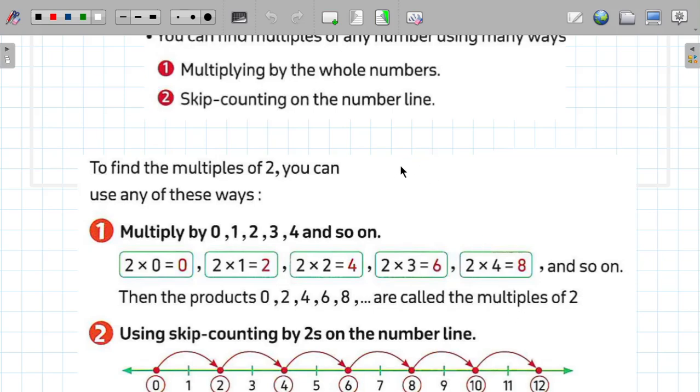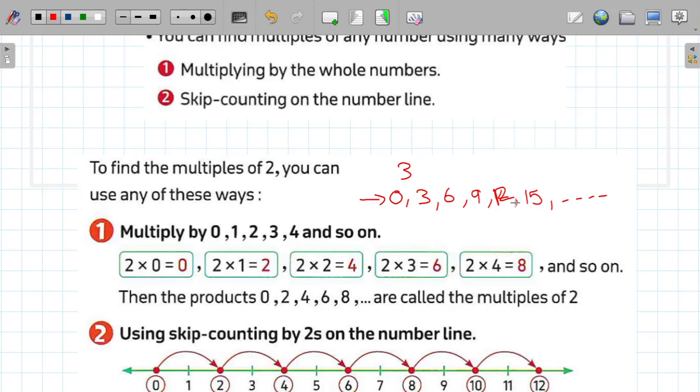So if I want to find the multiples of 3, I want to multiply 3 by other numbers like 0, 1, 2, 3, 4, and so on. So 3 times 0 equals 0. 3 times 1 equals 3. 3 times 2 equals 6. 3 times 3 equals 9. 3 times 4 equals 12. 3 times 5 equals 15, and so on. So these products are the multiples of 3.